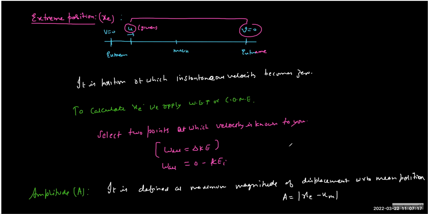So okay, you can think this way. Let's say there is an oscillation here. I take the origin here. This is my x mean.